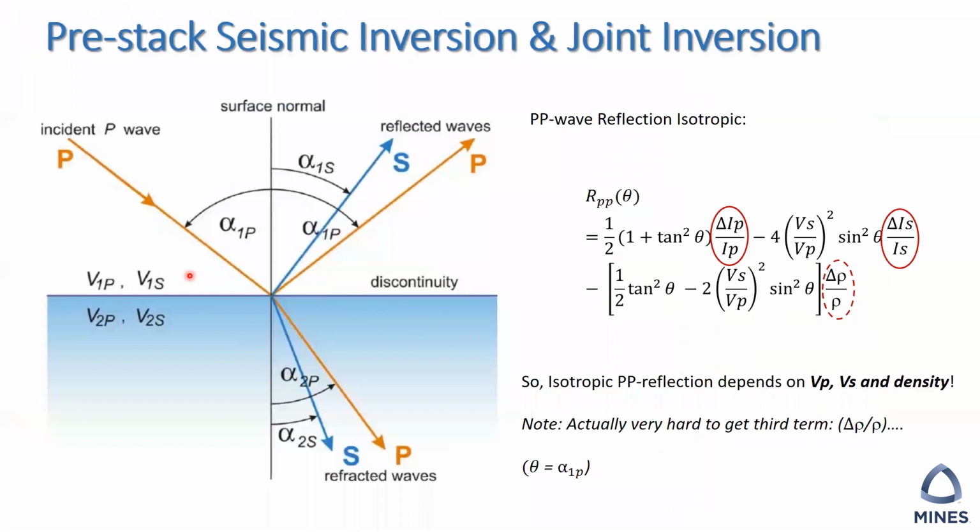So if we go back to this equation here, we said that the reflection coefficient as a function of angle is a function of P impedance, S impedance, and density. But these are contrasts in P impedance, S impedance, and density. And we talked about this earlier in the lectures, that the seismic data doesn't record the actual P impedance, S impedance, and density in the formation. It records the changes in P impedance, S impedance, and density. So what we're trying to do is go from these changes in information into the actual P impedance, S impedance, and density values of the reservoir.